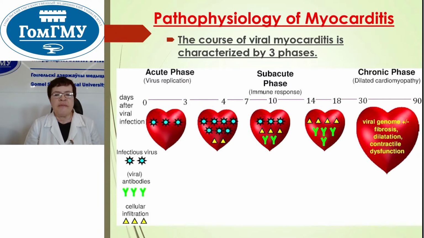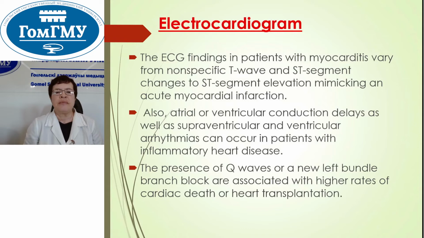From the 10th day, it is the beginning of the subacute phase, so-called immune response. And from 30 days to 90 days, it is the chronic phase, the development of dilated cardiomyopathy. To conclude, there are three main phases of myocarditis development: virus replication, acute phase; immune response, subacute phase; and chronic phase, dilated cardiomyopathy.